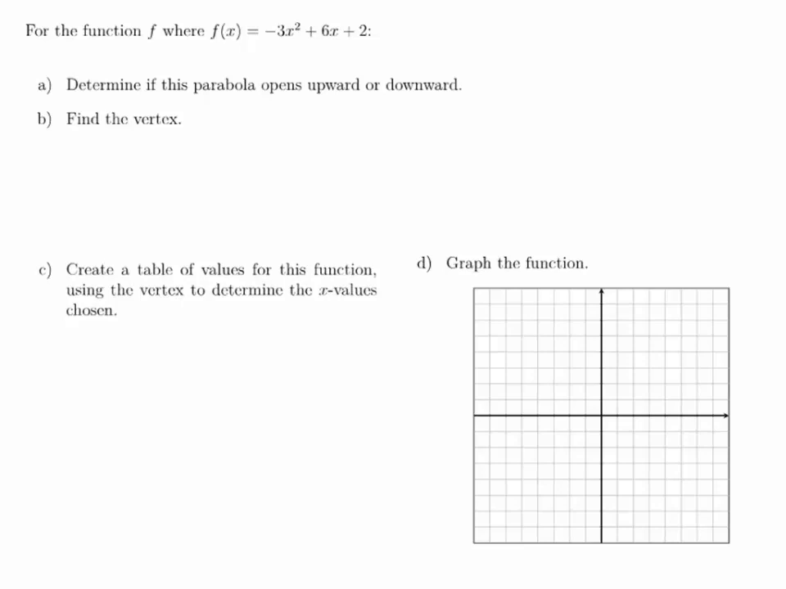In this video, we're going to draw the graph of a quadratic function whose shape will be a parabola. We're given the function f, where f of x equals negative 3x squared plus 6x plus 2, and we'll go through a series of steps to create this graph.